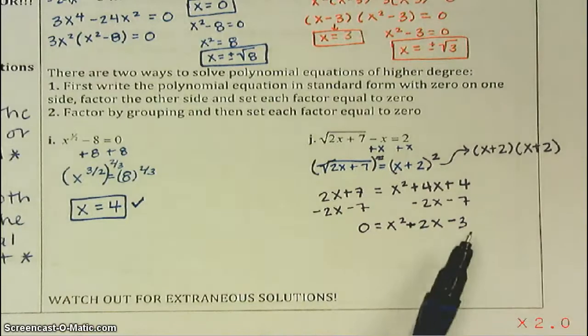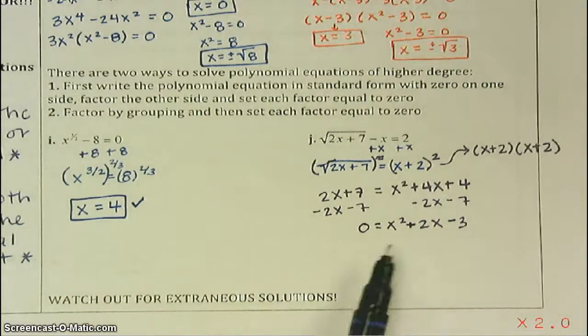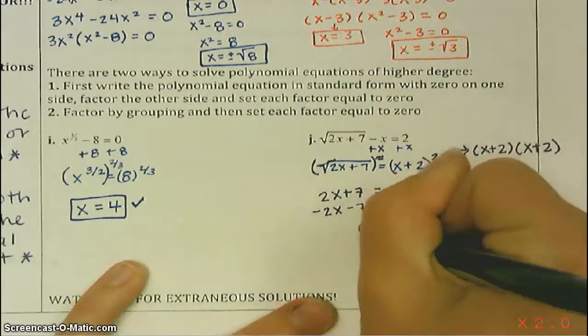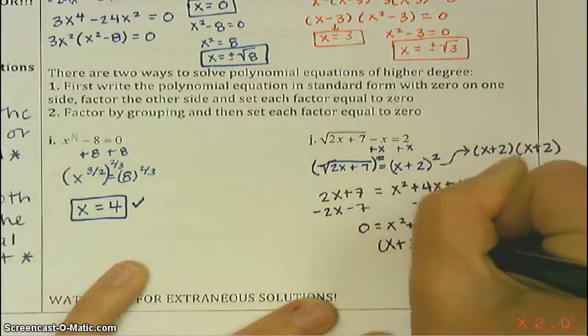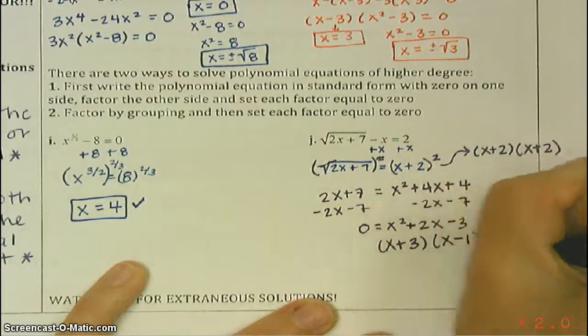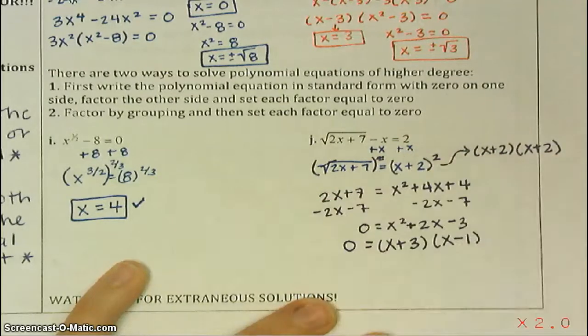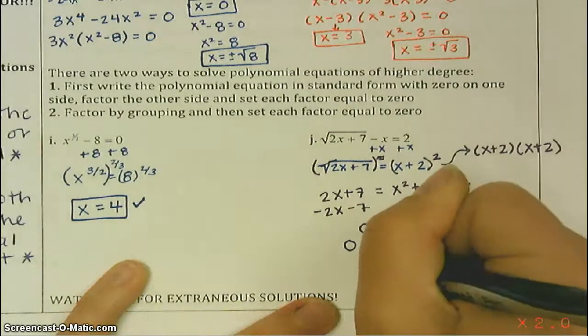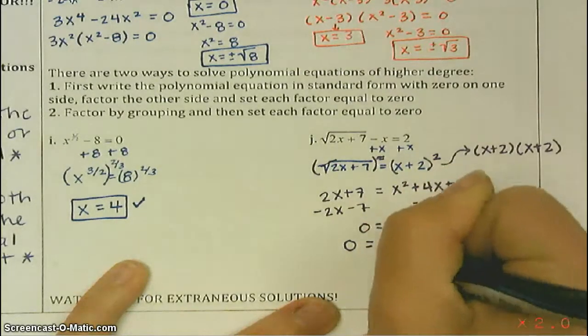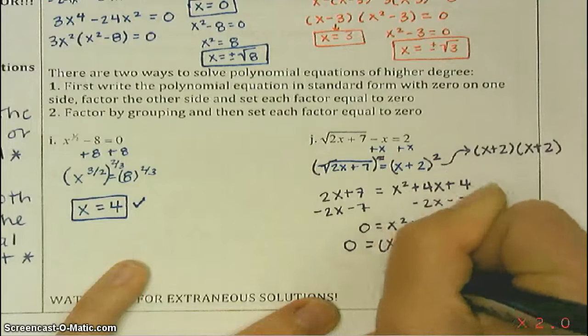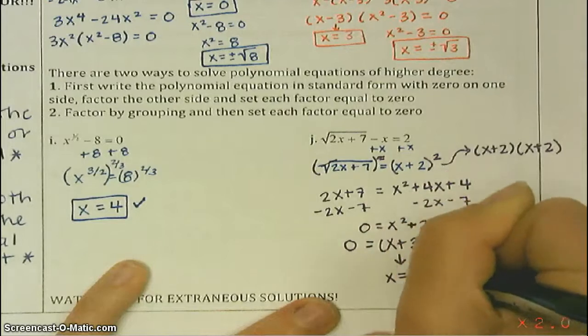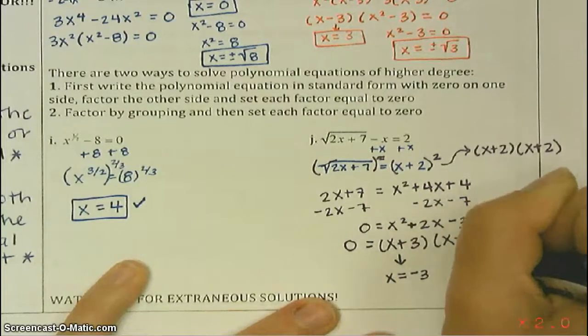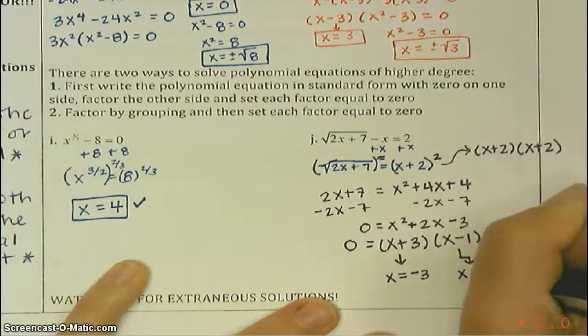This is factorable. There are factors of negative 3 that add to 2. In fact, they're going to be x plus 3 and x minus 1. Keep in mind this is still set equal to 0. So what you can do then is take each part, set it equal to 0, and solve. So this one is going to give us an answer of x is equal to negative 3. And this binomial is going to give us a possibility of x equaling 1.